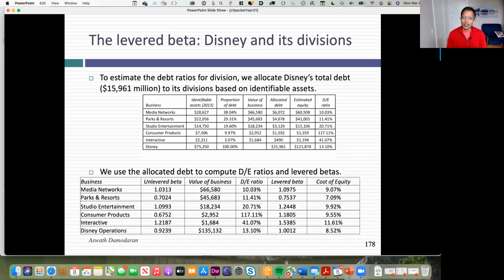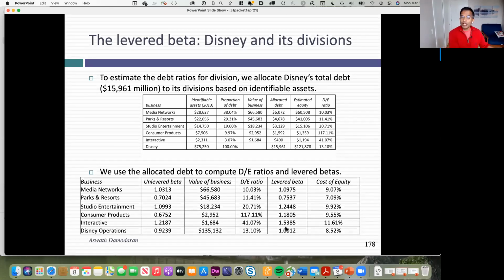In the case of Disney, that actually makes sense. I have a licensing business, so they can borrow a lot of money. The licensing revenues are pretty stable, but I now have different debt to equity ratios by business. So I have the unlevered beta by business. I have the debt to equity ratio by business. I use that debt to equity ratio to come up with a levered beta by business. So I have a levered beta for Disney as a company.